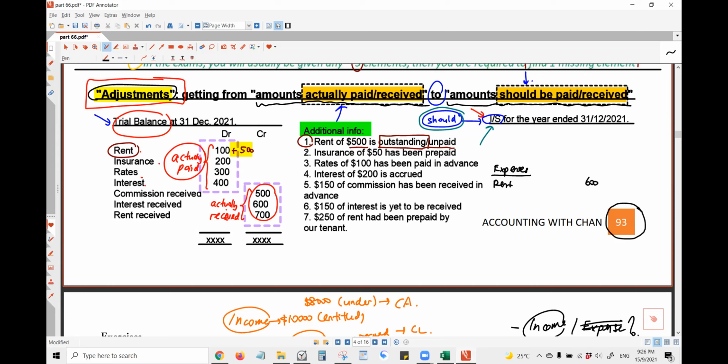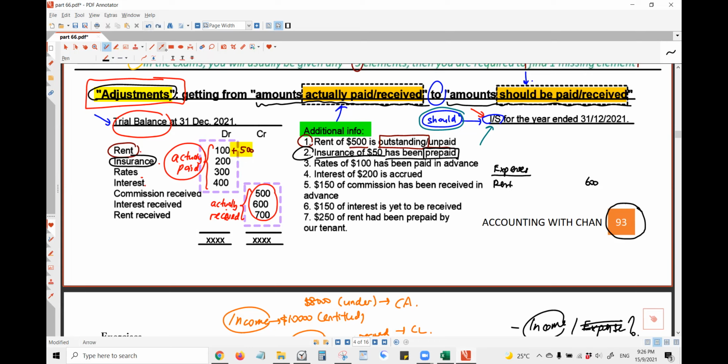Continue. Next one, additional info 2. Insurance of 50 has been prepaid. You have overpaid. Prepaid means paid in advance. So you look at the trial balance, insurance. That means this 200 included the 50, which is for the following year's insurance, because you overpaid.